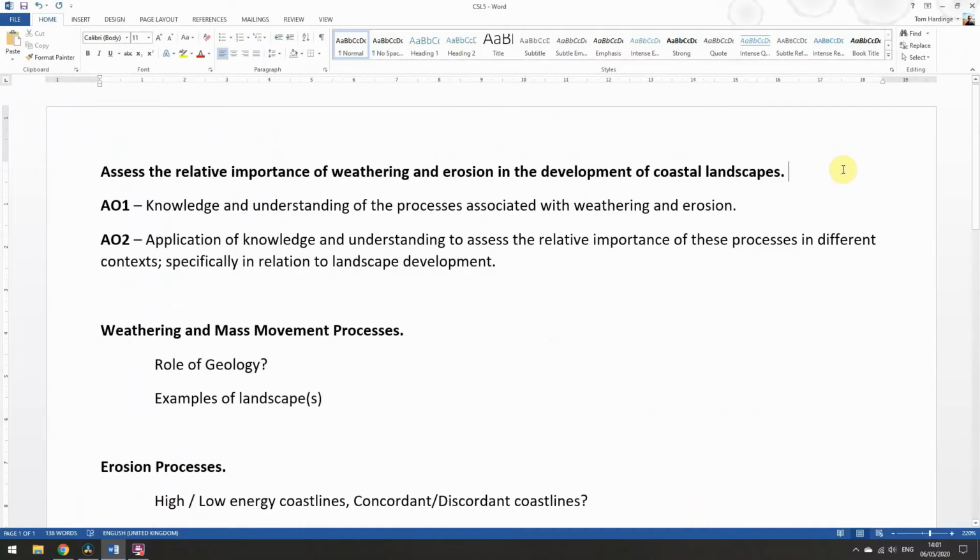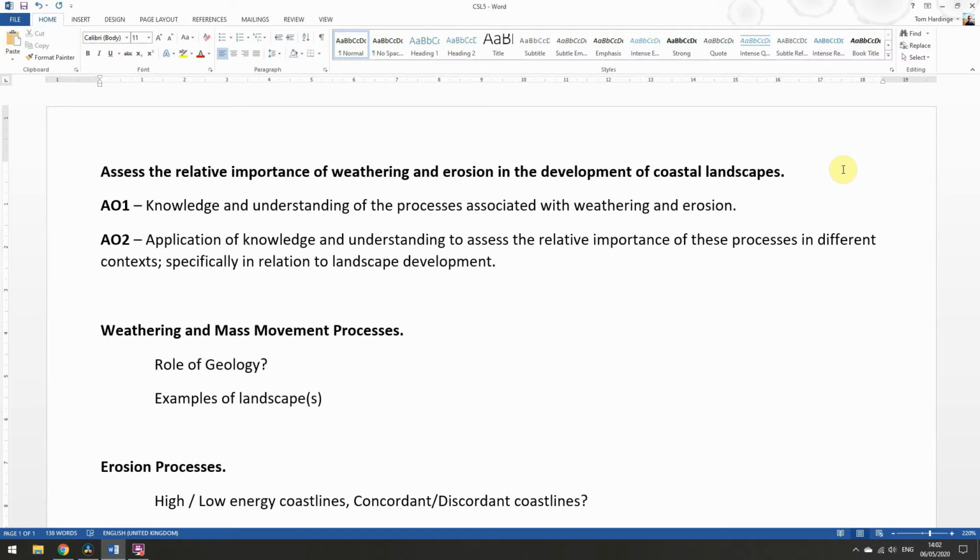Okay, so this video is going to give you some pointers about the physical geography question on your CAT for this week. If we have a look at the question, remember it's a 20-mark question. Assess the relative importance of weathering and erosion in the development of coastal landscapes.